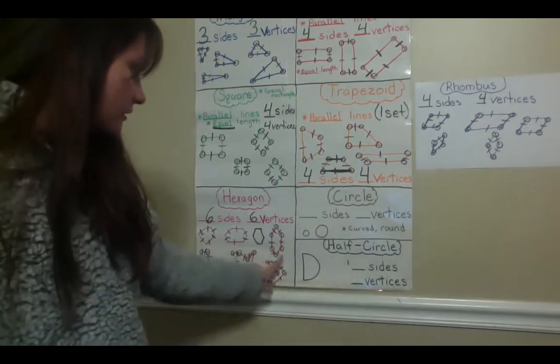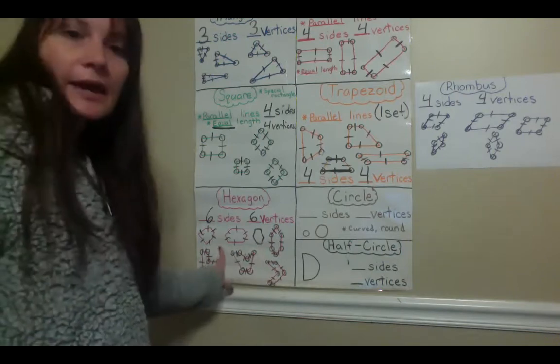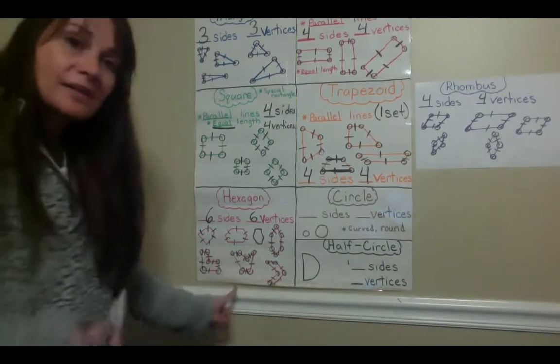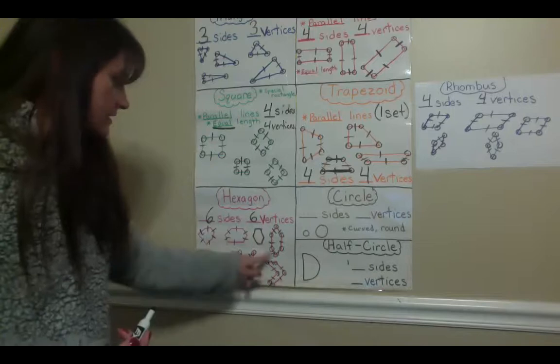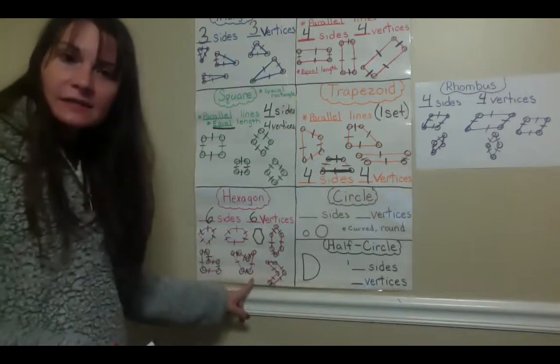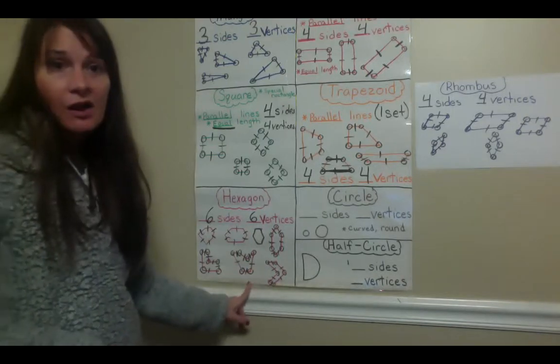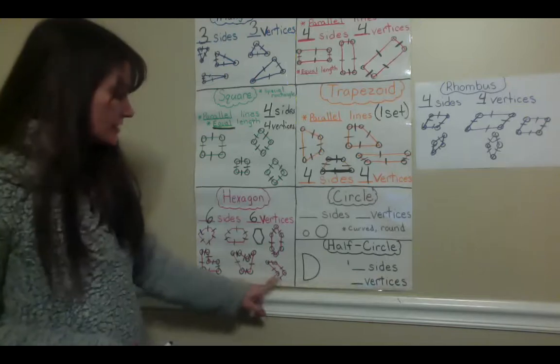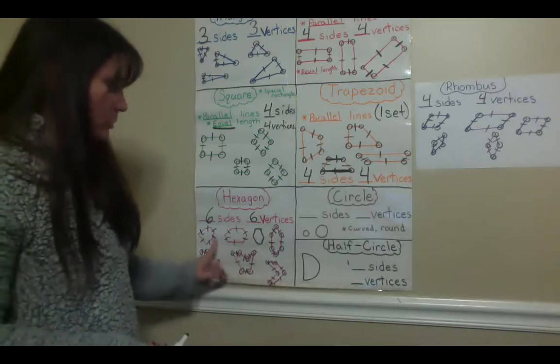A hexagon can look in different ways than what we're used to. But as long as it has those 6 sides and those 6 vertices, it is what we call a hexagon. But it doesn't have to be the same shape.